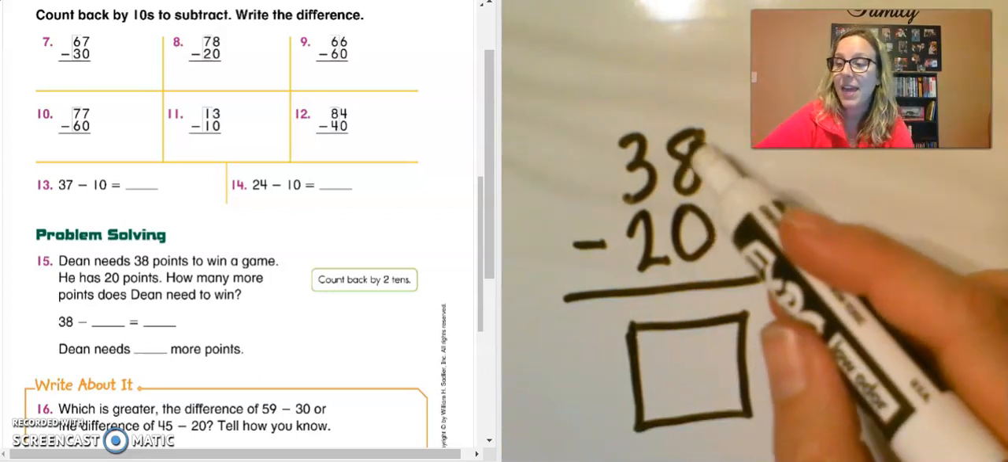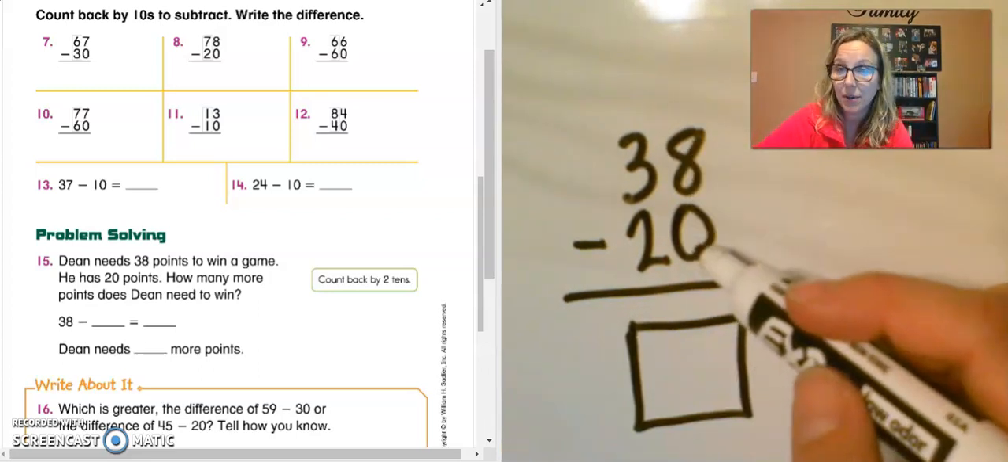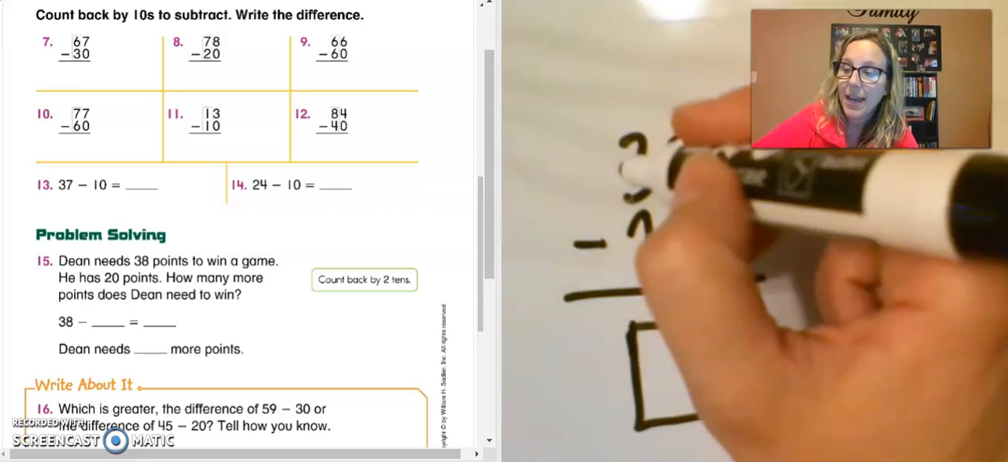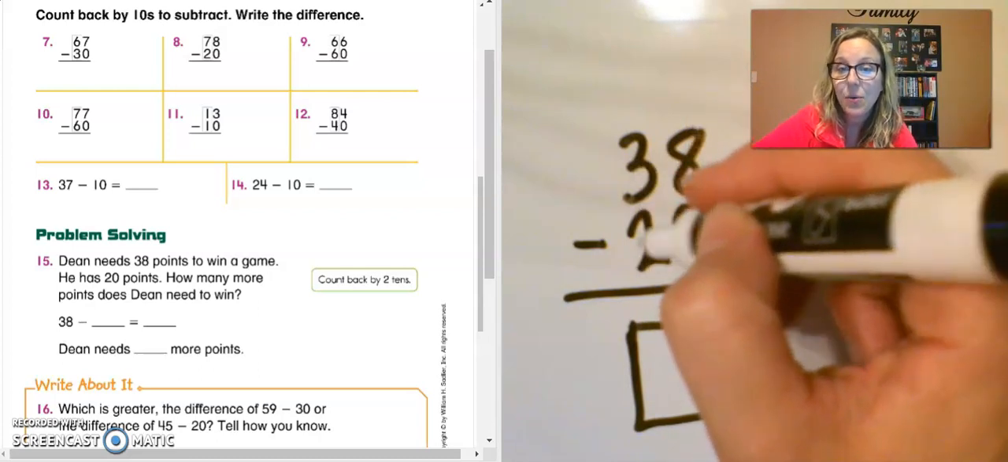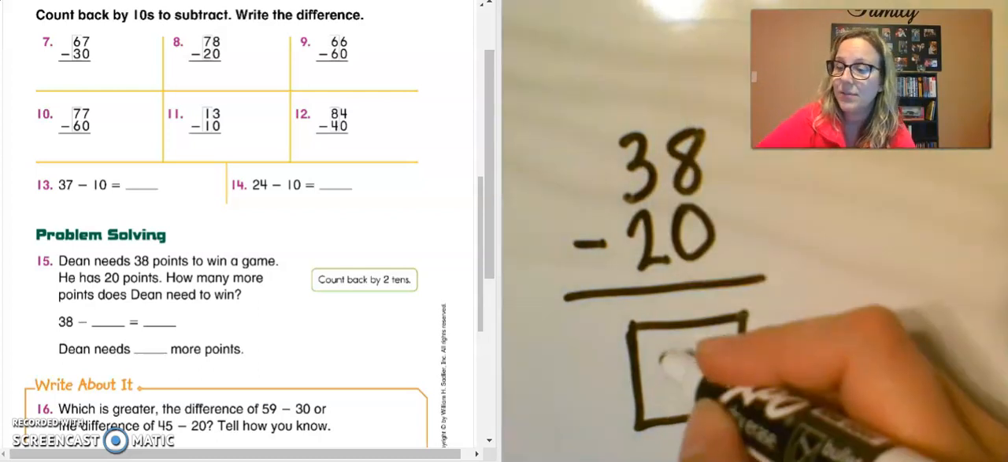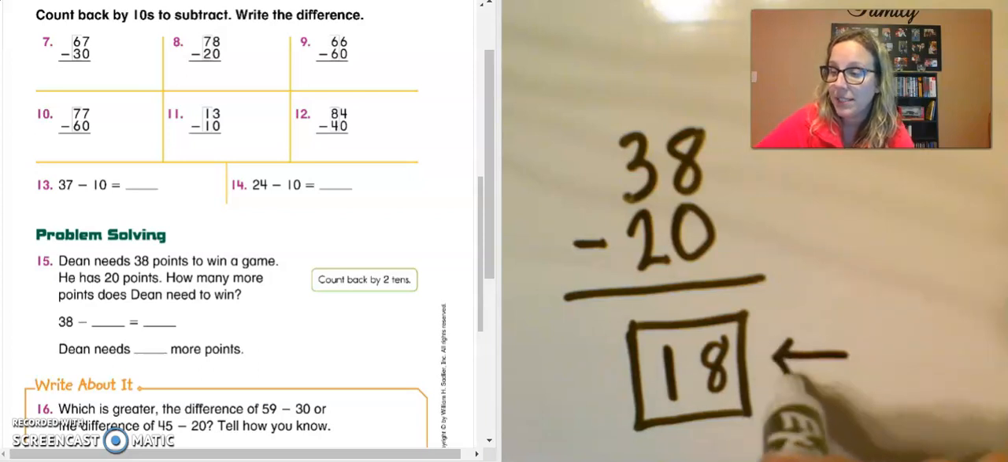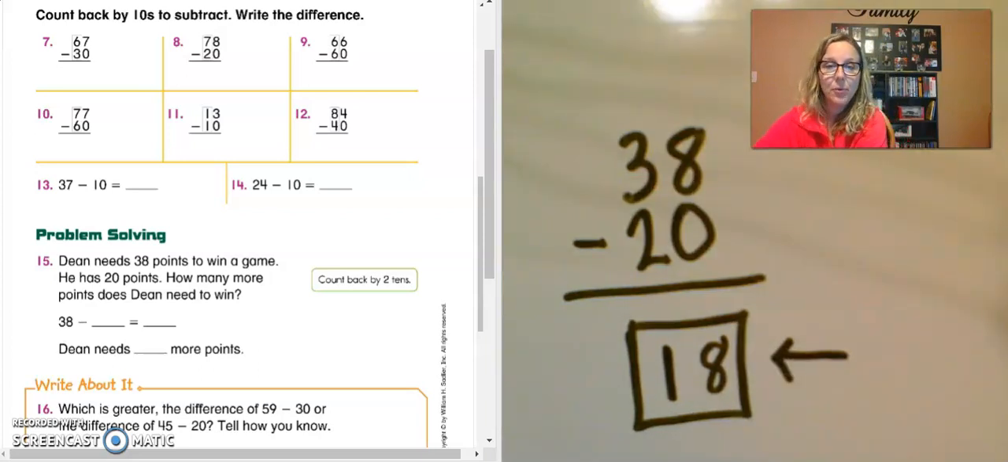So if we have 8 ones and we take away 0 ones, we will still have 8 ones. And if we have 3 tens and we take away 2 tens, that leaves us with 1 ten. So how many points does he need? 18 points. So on your lines here, you should have 38 minus 20 equals 18. And then down here, Dean needs 18 more points.